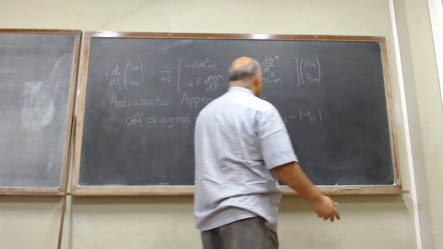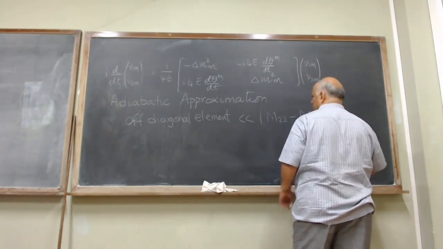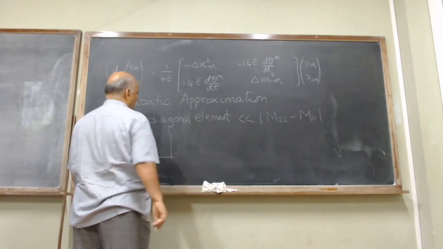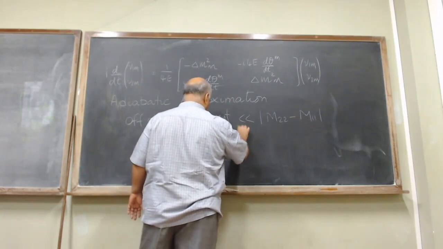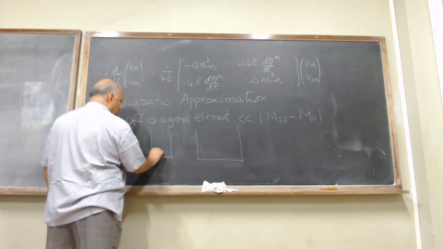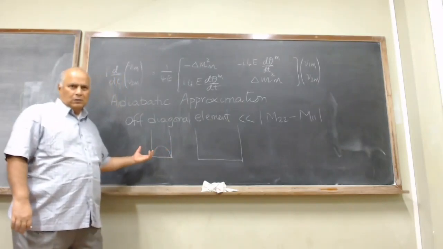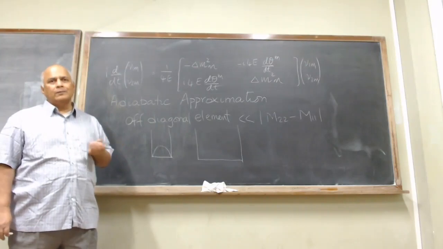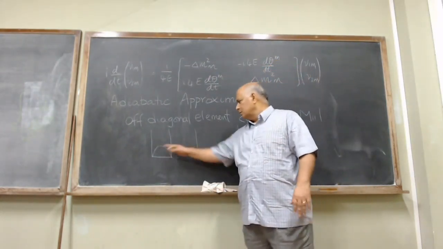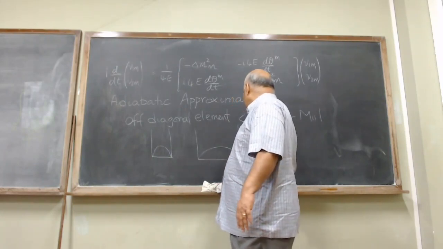So let me give a more pictorial picture of this. Imagine an infinite potential well, and the width of the potential well doubles. And suppose I put a particle in the ground state, and if I increase the width of the potential well very, very slowly, then the particle will remain in the ground state at each successive time, and eventually will be in this ground state.